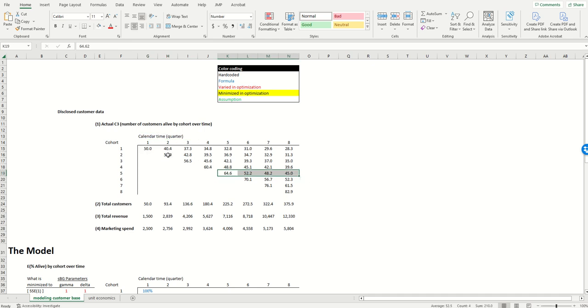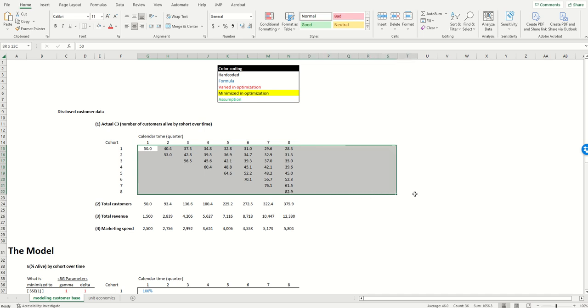So for example, we acquired 50 customers, 53 customers, 60.4 in quarters 1, 2, and 4. Of those 60.4 that we acquired in quarter 4, 45.1 were still alive as of period 6, and so on and so forth. And so what we want to do is fit SPG models that allow us to capture what we would project these cohorts are going to do into the future.